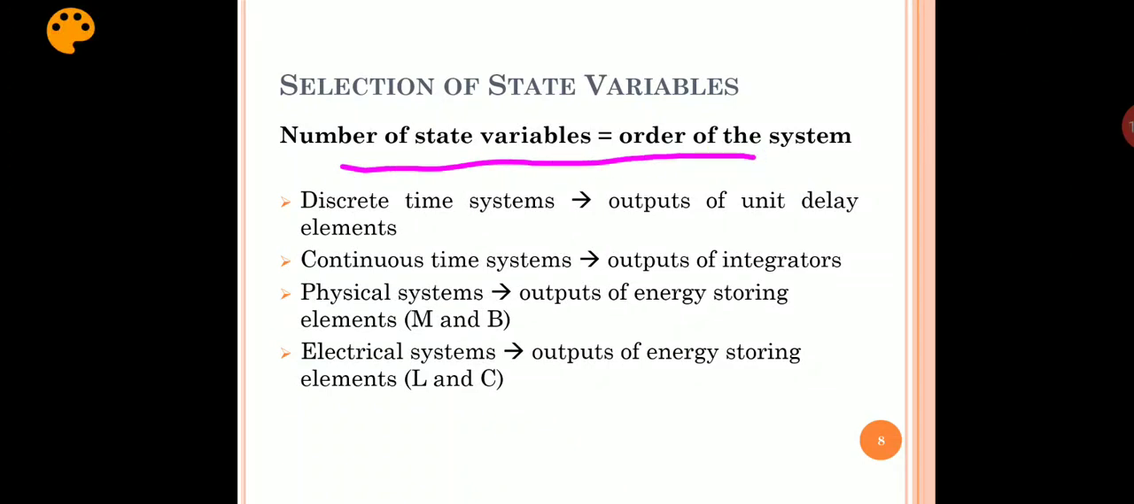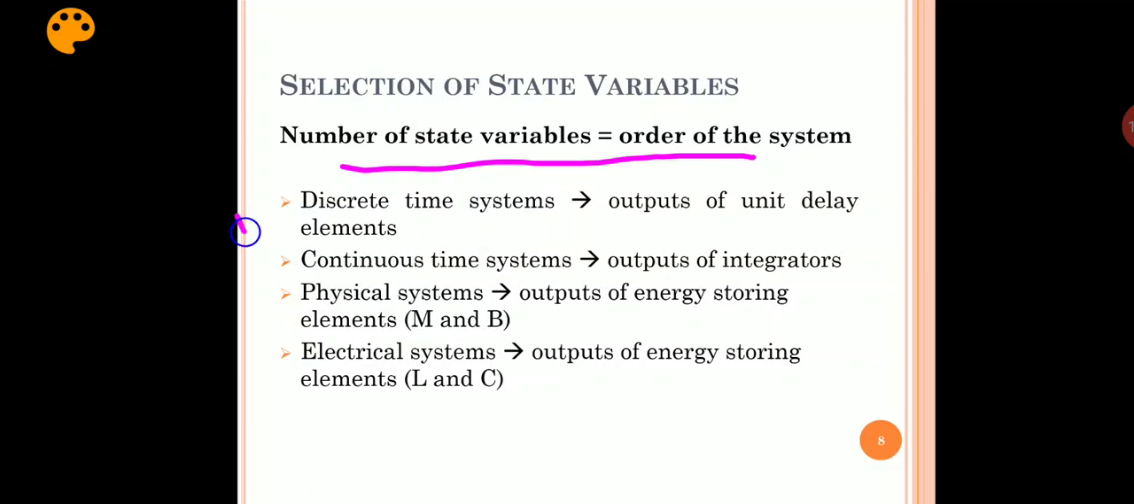Take an example that a system is a first order system. Then the number of state variables is 1. For a second order system, there should be at least 2 state variables. Now, here are some guidelines that we can use for the selection of state variables.